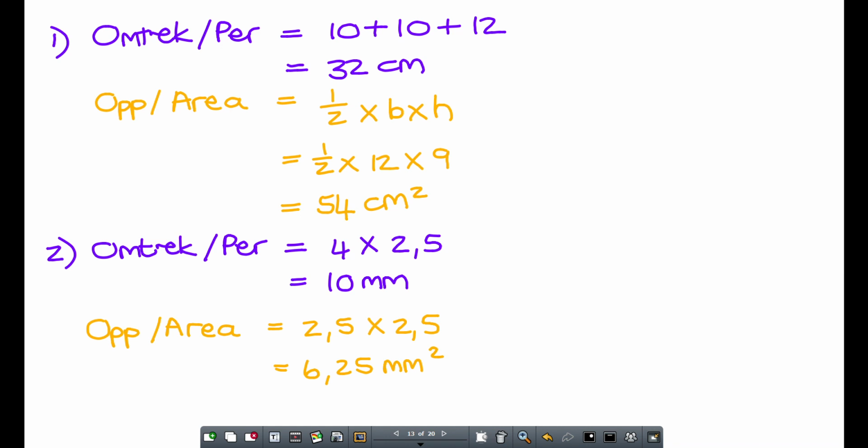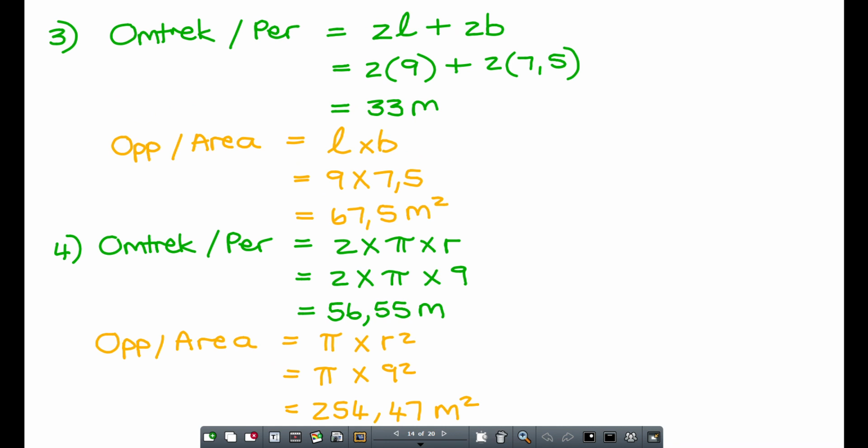That was the diameter. So to get radius, I had to divide by 2. Right. Then there's number 3. That was pretty straightforward. At number 4, I quickly want to talk about that one.